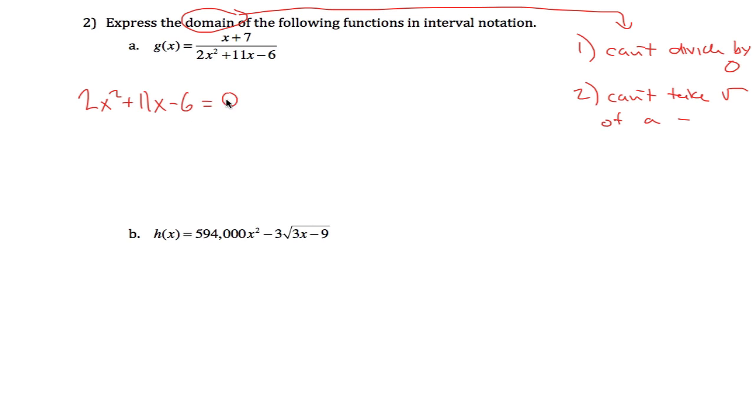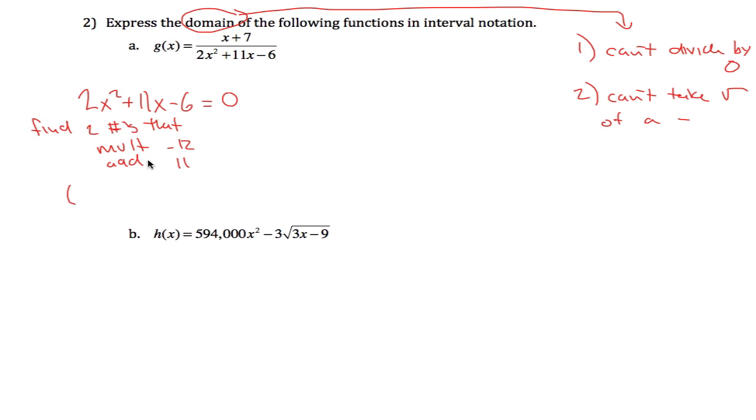Say, all right, I want to figure out what x's make this true. And then what I will do is exclude those from my domain. So one way to do this is factoring by grouping. So we need to find 2 numbers that multiply to a times c, in this case negative 12, and add to positive 11, whatever b is.